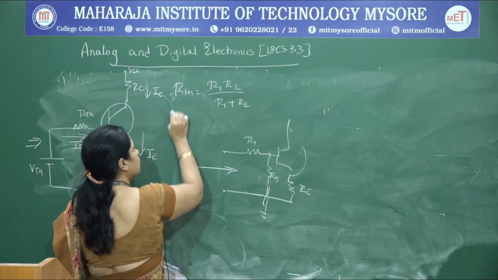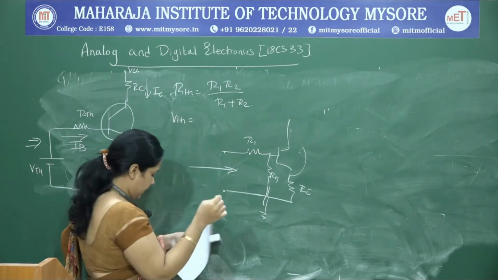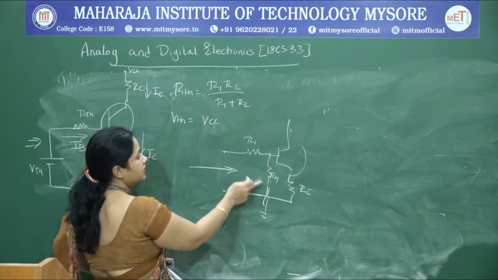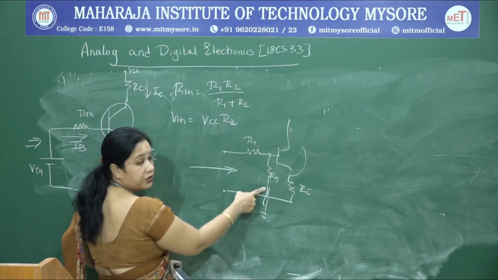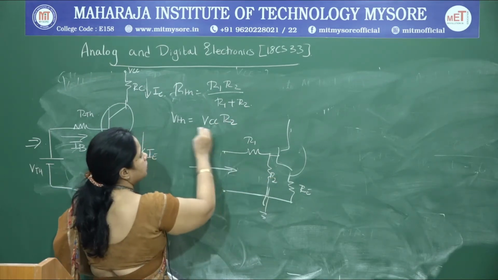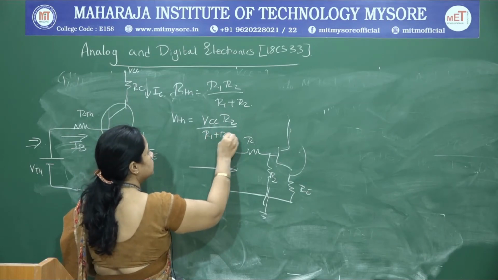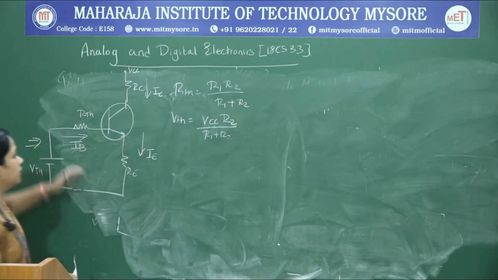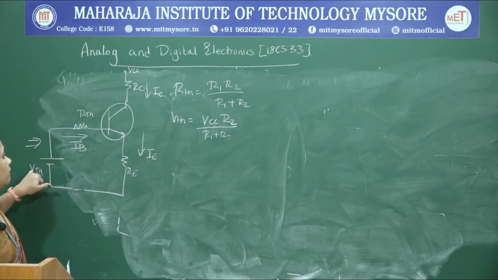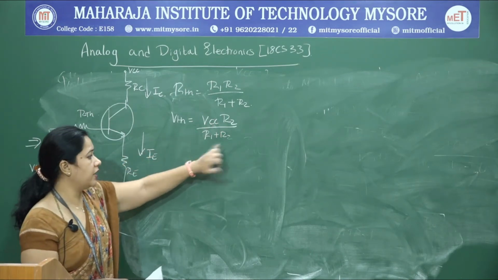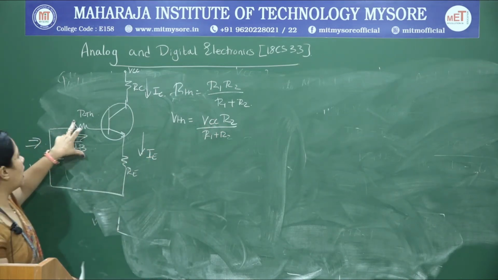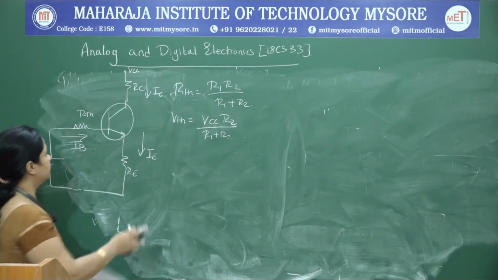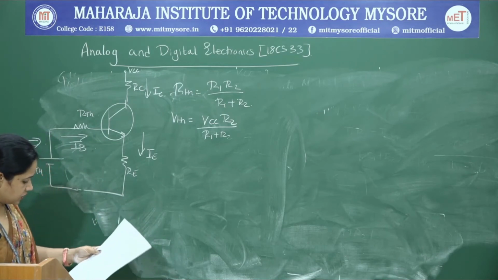So, the equivalent voltage V Thevenin is VCC, the main voltage, because this acts as a voltage divider; VCC into the voltage drop across R2 should be considered. So, VCC into R2 divided by R1 plus R2. So, you are replacing your voltage divider circuit by an equivalent Thevenin model, which looks like this, where V Thevenin is VCC into R2 divided by R1 plus R2 and R Thevenin is R1 R2 divided by R1 plus R2. So, we have an equivalent circuit which looks something like this.